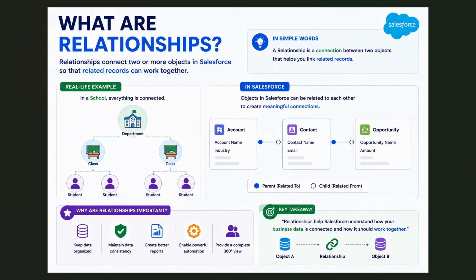Let's understand this with a business example also. Imagine you own a car showroom. You have these objects: customer, vehicle, and test drive. Without relationships, you would have to manually remember which customer booked which vehicle. But by creating relationships, Salesforce automatically connects customer to vehicle and vehicle to test drive. So everything becomes organized and easy to manage. Relationships also help us avoid duplicate data, connect business records, generate better reports, improve automation, and maintain data consistency. That's why relationships are one of the most powerful features in Salesforce.